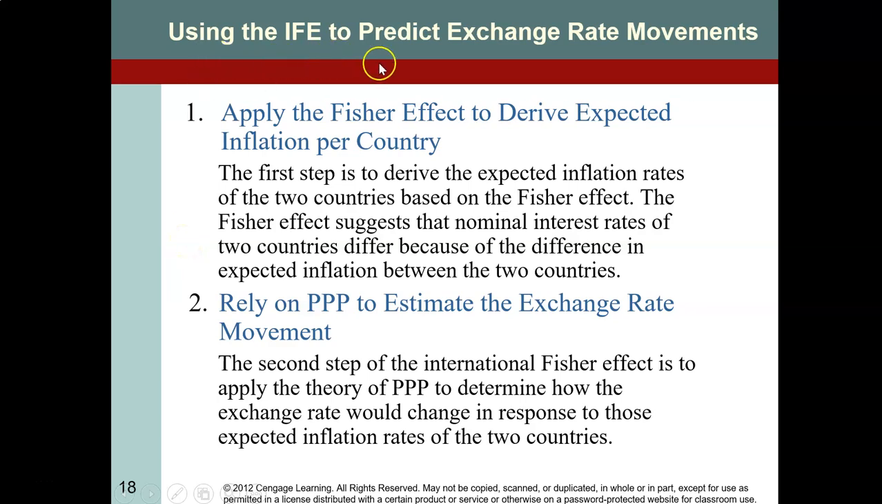Using the international Fisher effect to predict exchange rate movements, apply the Fisher effect to derive expected inflation per country. The first step is to derive the expected inflation rates of the two countries based on the Fisher effect. The Fisher effect suggests that nominal interest rates of two countries differ because of the difference in expected inflation between the two countries. Rely on PPP to estimate the exchange rate movement. The second step of the international Fisher effect is to apply the theory of PPP to determine how the exchange rate would change in response to those expected inflation rates of the two countries.